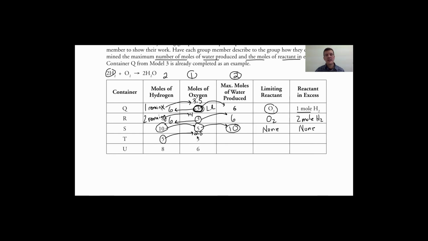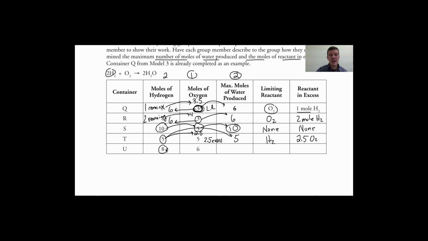Okay? You got plenty of oxygen. That's all going to get used up. Sorry, the hydrogen's all going to get used up. And I've always produced the same amount of water as hydrogen. But I'm not going to use all of this oxygen. I'm going to have 2.5 in excess. Your limiting reactant is the hydrogen. You're going to have 2.5 of oxygen left over.